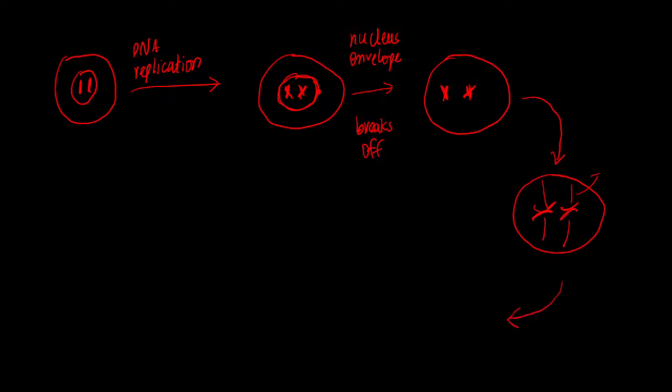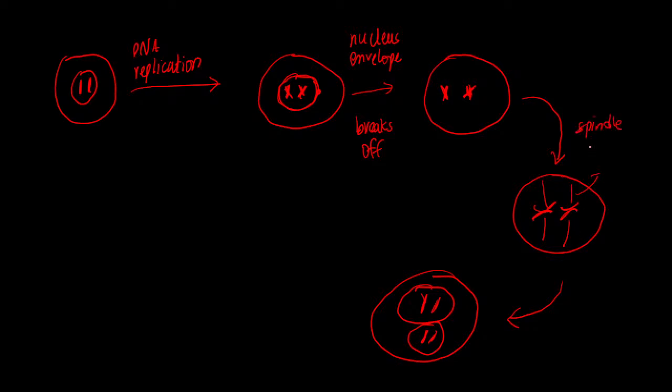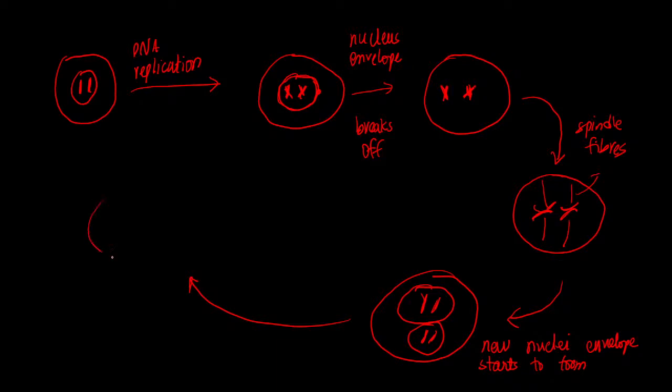Then a new nuclear envelope starts to form. So one here. Let me just write spindle fibers here. A new nuclear envelope starts to form, and then through a process of cytokinesis we have our two daughter cells.